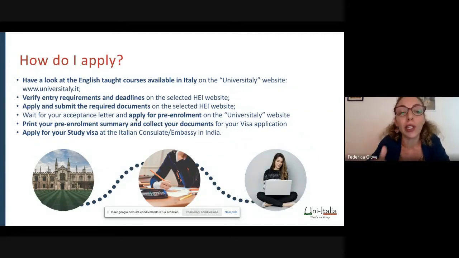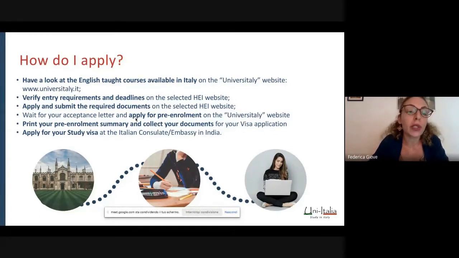So if you have already chosen the course of studies, then you will just have to verify the entry requirements and deadlines directly on the university website. Otherwise, you will have to check on the Italian Ministry of Education website, which is called Uni-Italia.it. Here you will have all the English taught courses available in Italy.